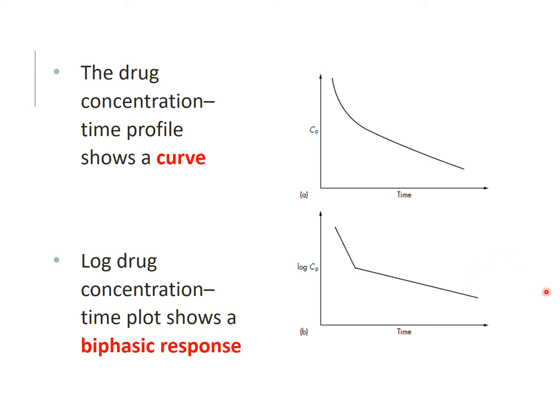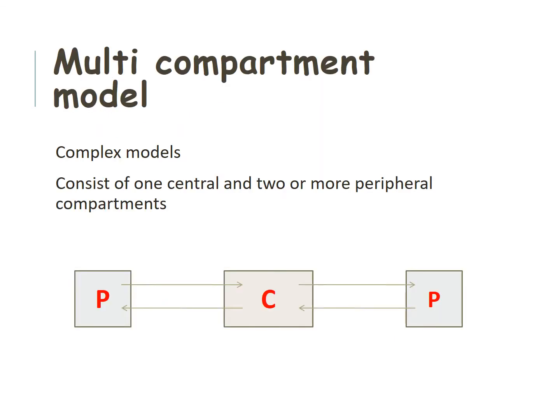Here, when we see the concentration time graph, the drug concentration time profile shows a curve, and there will be a biphasic response. Initially there is a huge decline in the concentration, then a gradual decline. That means initially the drug is distributed from the central part to the peripheral part. Later, when the equilibrium is attained, the concentration slowly reduces. This is known as biphasic response.